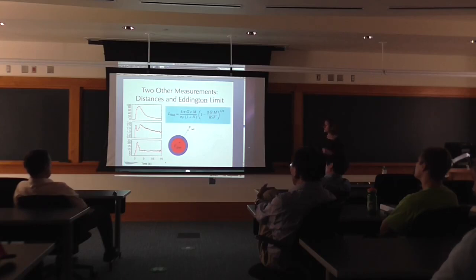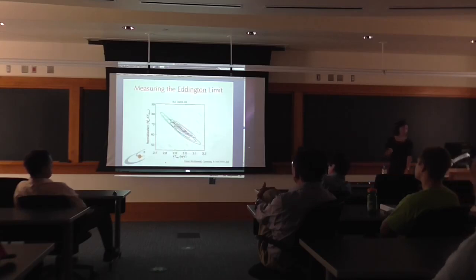Okay? This is great because in an event like this, it means that the radiation force and the gravitational force are balanced, which gives you another handle on the mass radius combination.